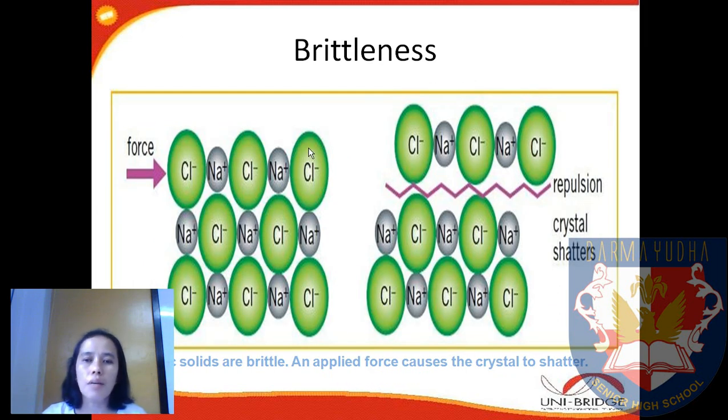Now, ionic substances are brittle. Why are ionic substances brittle? Because when we apply force to one layer of the ionic crystal, it will disturb the orderly arrangement of ions. Take a look here. When we disturb the orderly arrangement of ions, negative ion and negative ion will meet. When they meet, of course, they will repel, so the ionic bonding in the ionic substance will be broken and the ionic compound will shatter.